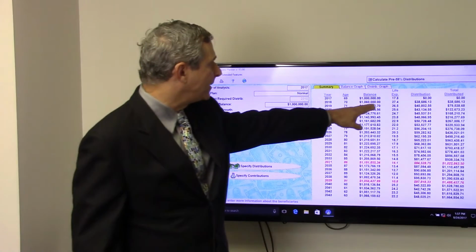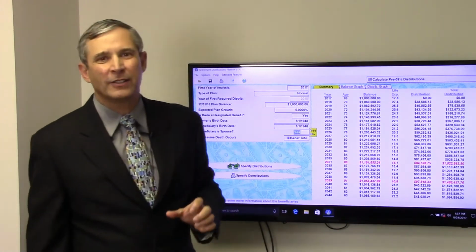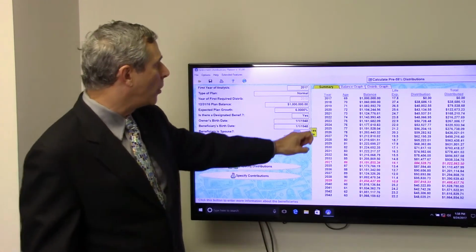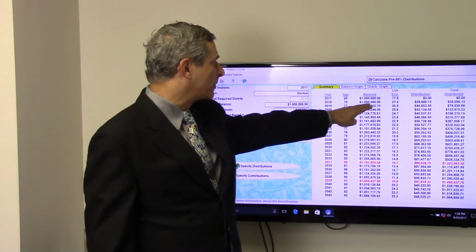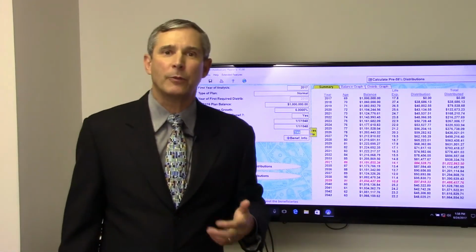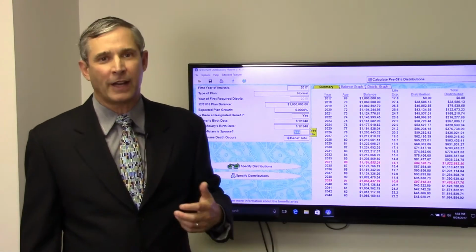Now, at 27.4, that's a little bit less than 4%. If it was 25, it would be 4% exactly. So a little bit less than 4% of $1,060,000 is $38,000. So that's the minimum required distribution of the IRA.